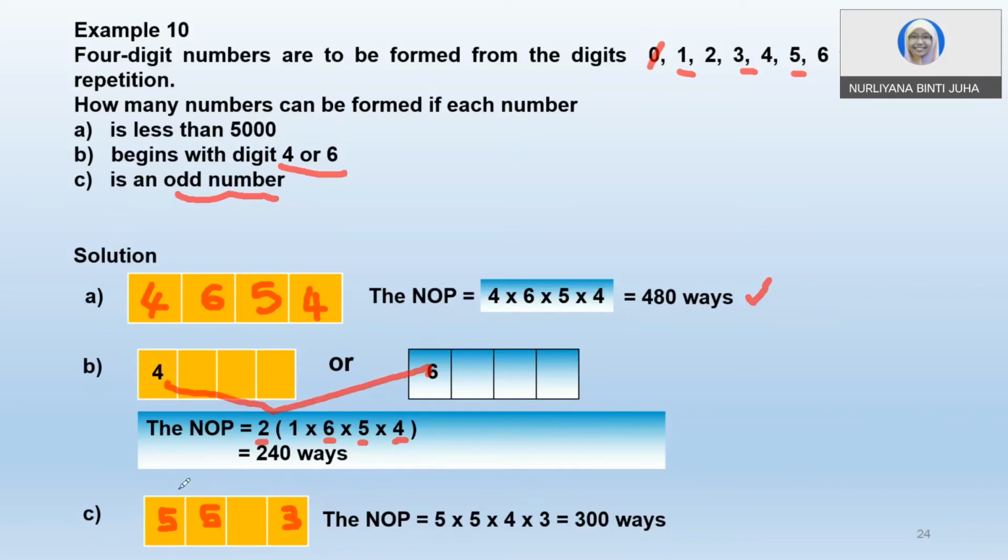Tadi 6. Tolak 1, dapat 5. So yang 5 ni dia boleh masuk yang 0 tadi. And then berkurang lagi, dah pilih 5 tadi. So sekarang akan jadi tinggal 4. That's how you get it lah. Okay.